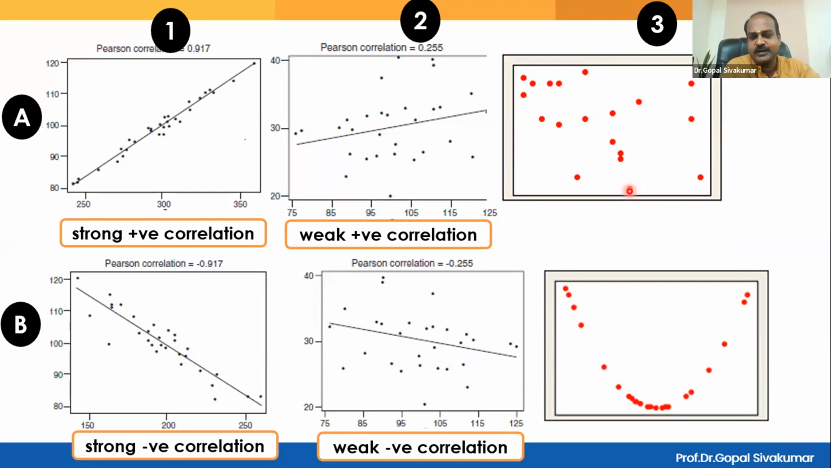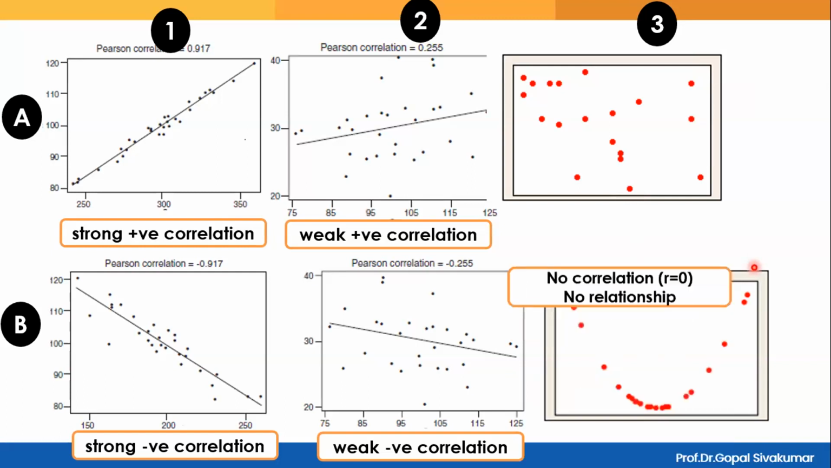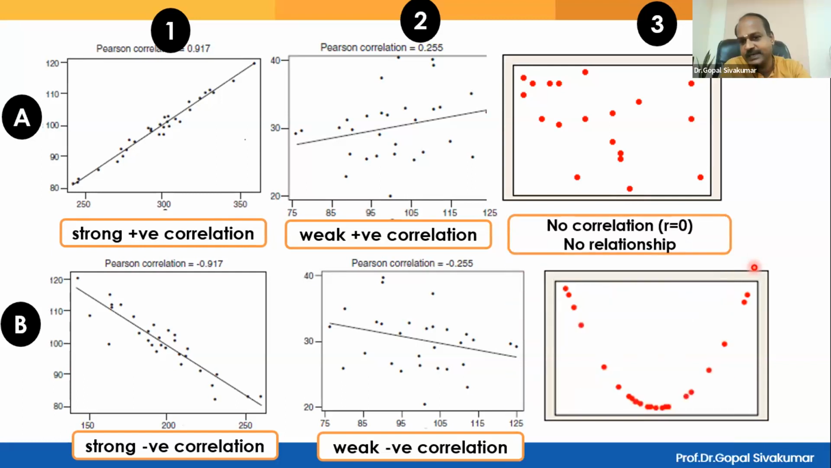What is the formula for a straight line? Y equal to mx plus c. You remember? Y equal to mx plus c, right? That is a straight line. But here it is a curve. The curve is known as a parabola. So in the first case, no correlation, no relationship. But in the second case, no correlation either. Correlation means linear relation, but there is a non-linear relation, which is known as parabolic relation here.